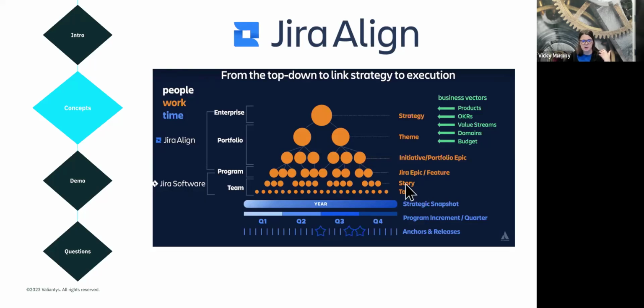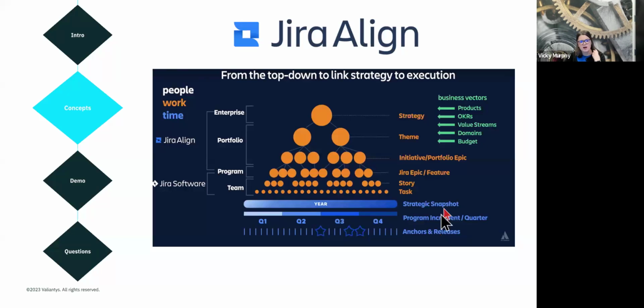This is our Agile teams, our development teams, Scrum and Kanban teams. They are working on our stories and our tasks. And if you look below this in blue, these are the different time frames. Strategic snapshot, usually an annual look at our strategy. We often are talking about program increments. That's what you'll see in the tool while I'm in there, or quarters. And then we have our anchors or sprints and our releases as well.